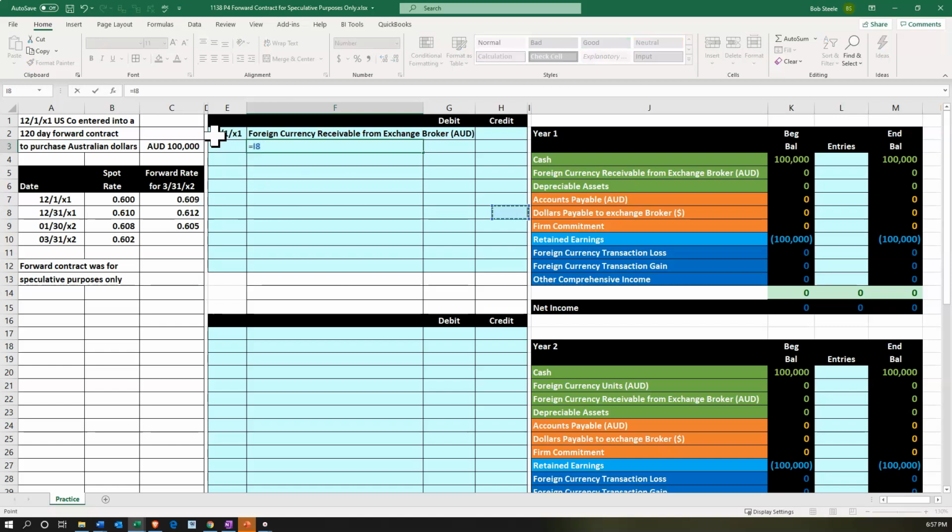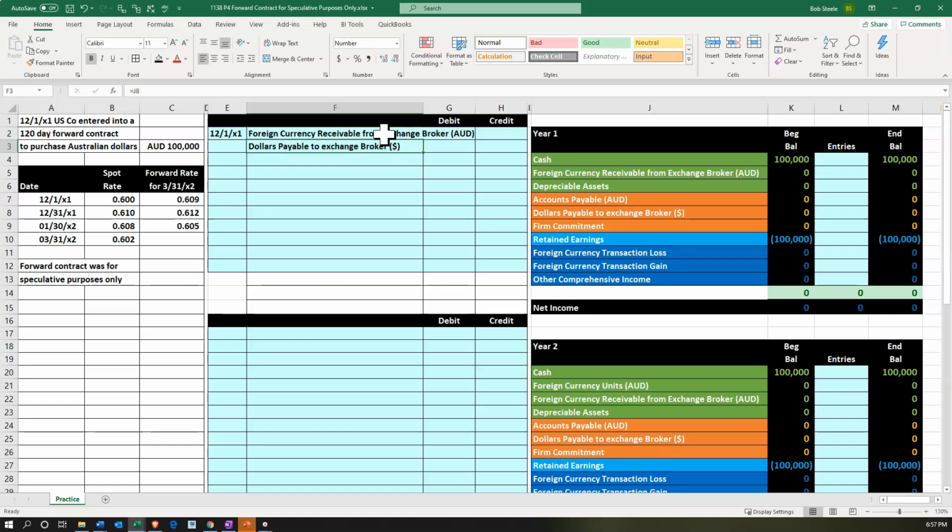And then we're going to have a liability at the same time. We're recording the receivable and the payable or liability. That's going to be the dollar payable to the exchange broker. It's going to be in dollars. So the exchange broker is going to be paying us in the future in Australian dollars. Those things will fluctuate in comparison to the US dollar. So that's the thing that we're going to have to account for as it varies over time.